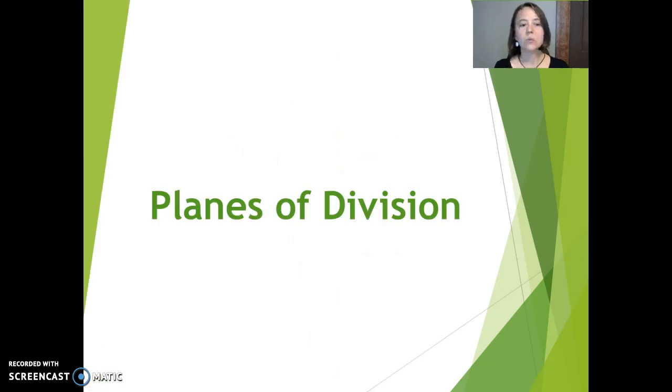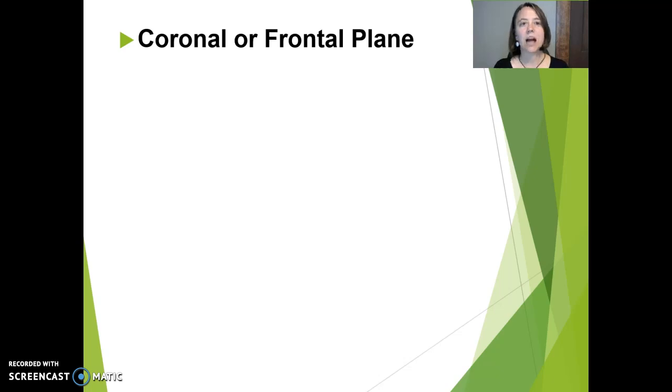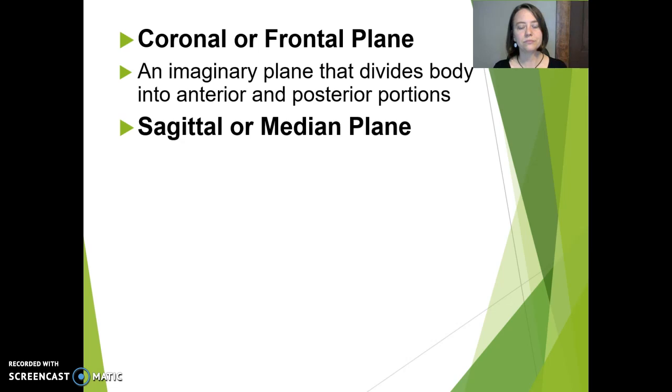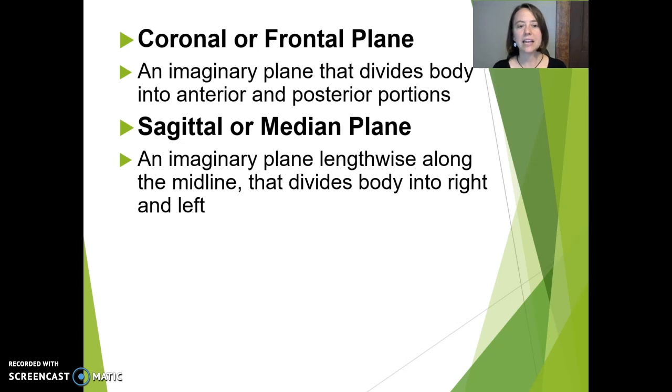Another thing you should be aware of are the planes of division, how you could cut an object. So coronal or frontal plane, you do need to know both words, is an imaginary plane that divides the body into anterior and posterior portions. We'll go through all of these and then let's look at some pictures on the next slide. Sagittal or median plane is an imaginary plane that is lengthwise along the midline that divides the body into right and left.